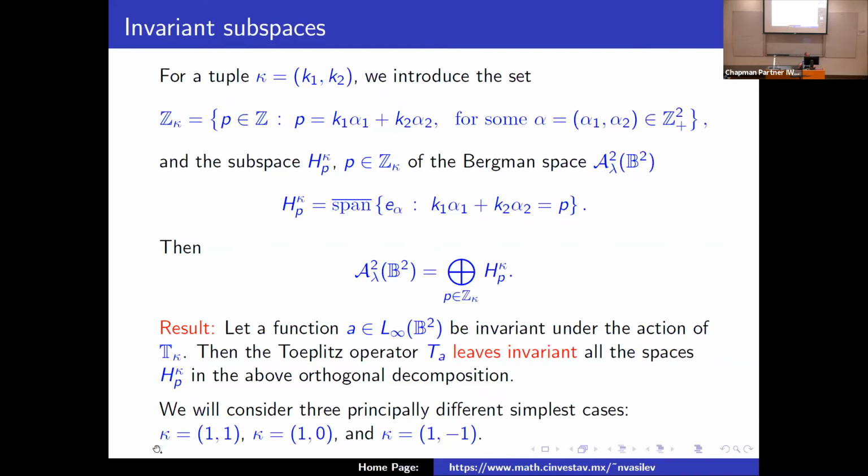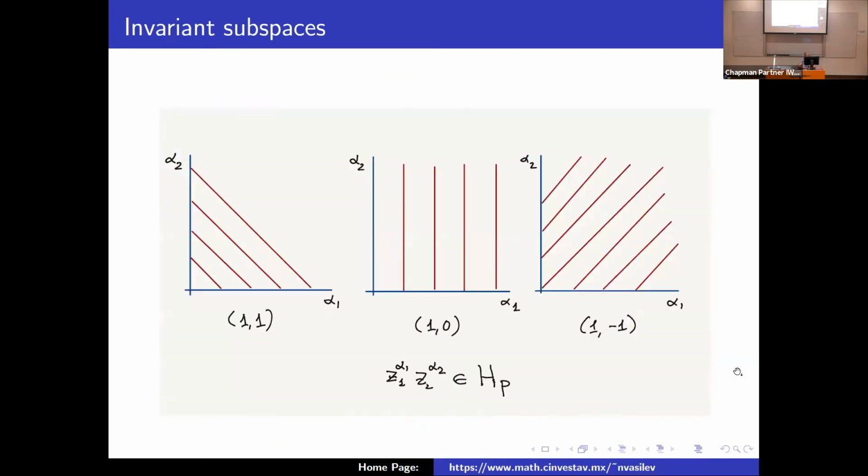Kappa equal to (1, 1), (1, 0), and (1, minus 1). This is the picture for quite different invariant subspaces. For the case (1, 1), lambda 1 plus lambda 2 should be an integer. All the invariant subspaces are those not on these lines. All of them are finite dimensional.